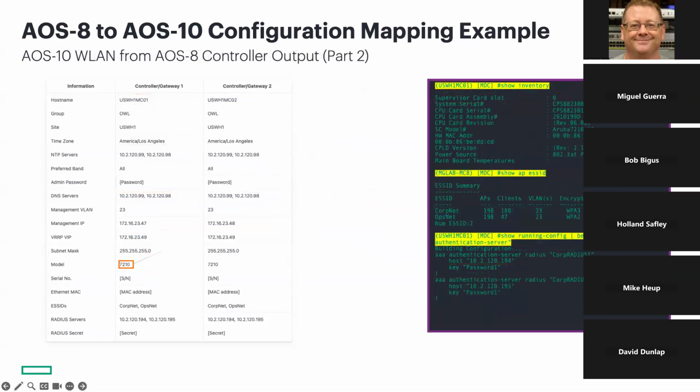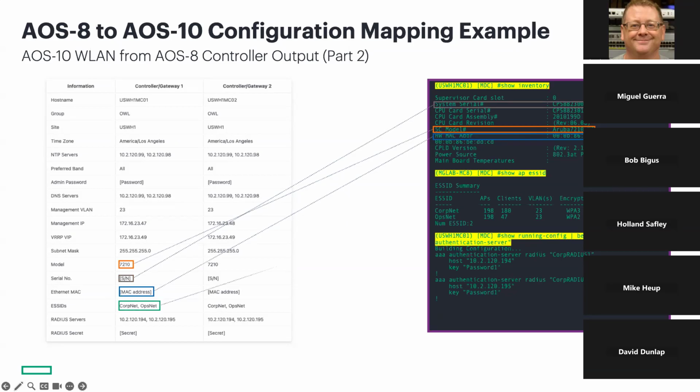And then this is part two of that table. The commands on the left: show inventory, show AP SSID, show running config. I will use show running config pipe begin AAA authentication server to start me where I need to see the radius servers that I'll need for that AP group. I mean for the server group.